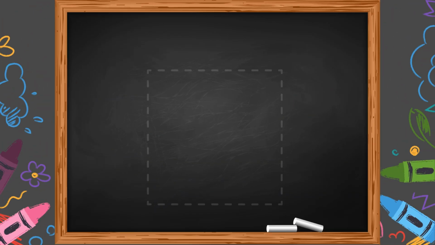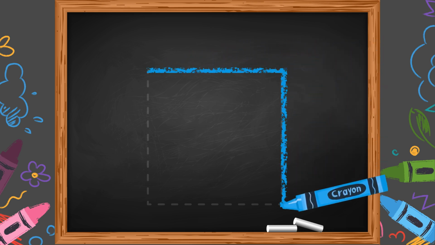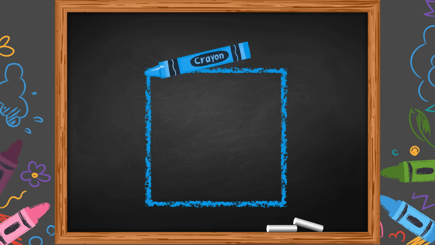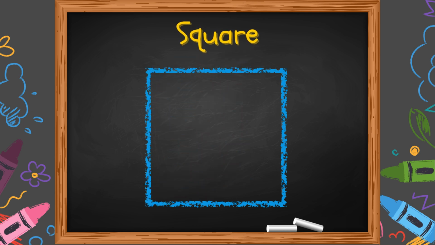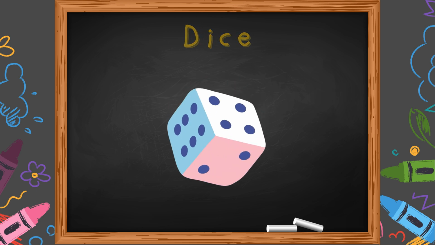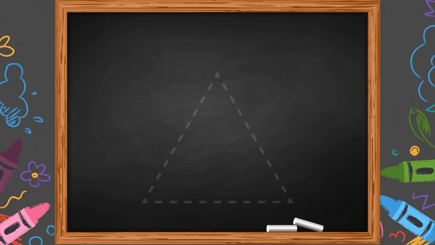Let's draw a square. Start at the top left. Draw a line across the top. Now go down the side. Across the bottom. And back up to the top. We made a square! Squares are in windows, dice, and boxes.